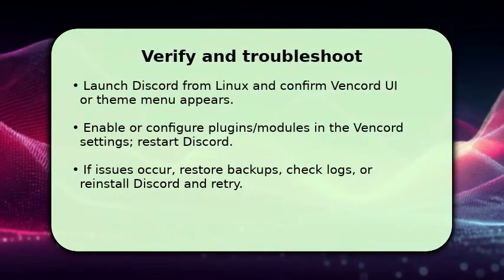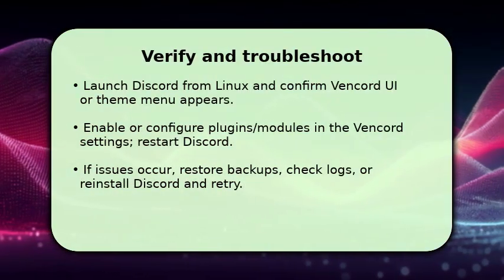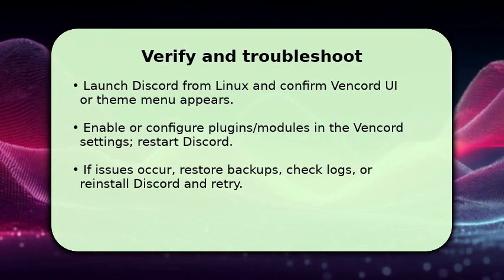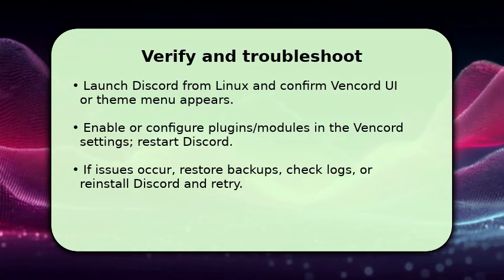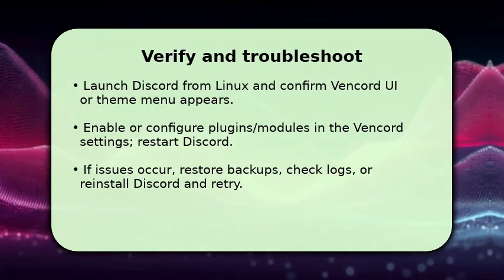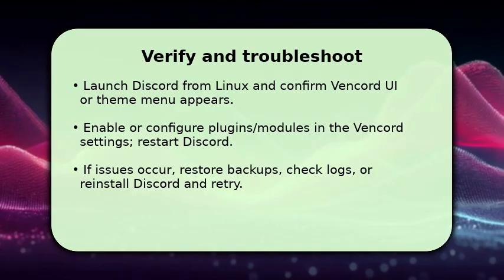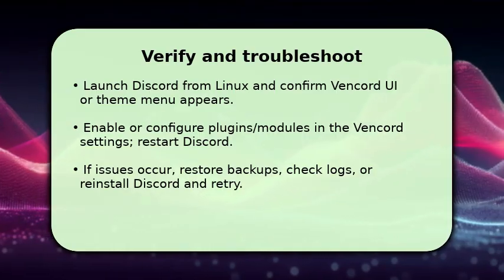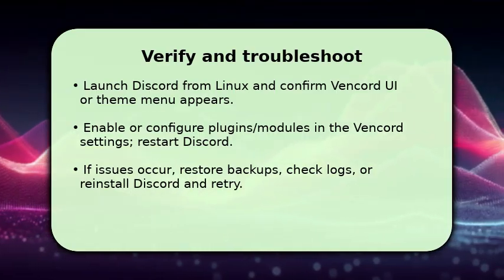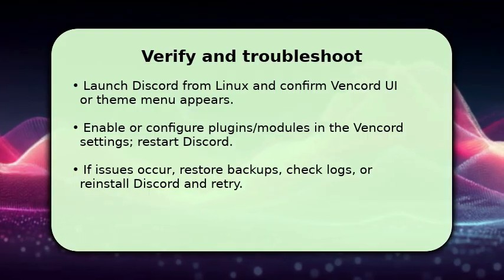Finally, start Discord inside the Linux container and look for Vencord's UI elements or settings panel to confirm success. Enable a simple plugin to validate the injection. If Discord fails to start, make sure no sandbox flags are blocking the injector and that file permissions are correct. Restore the backup the injector created and try again.